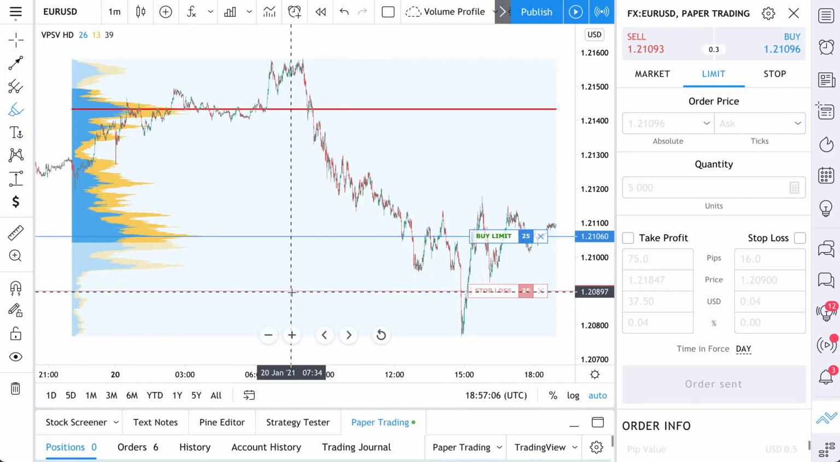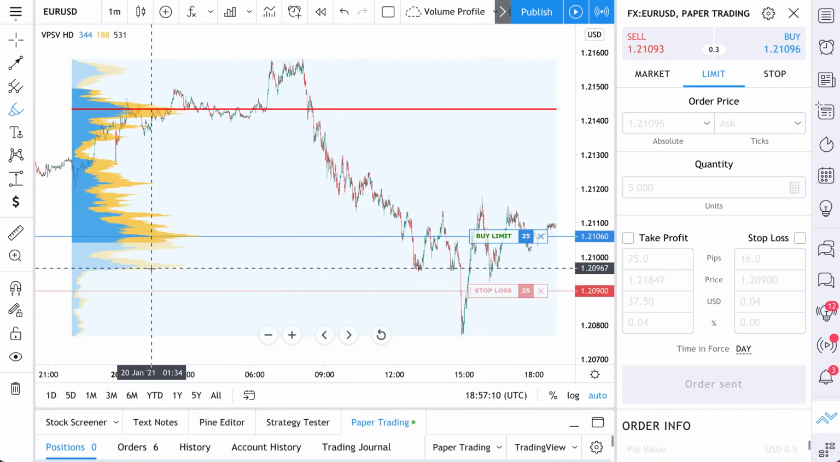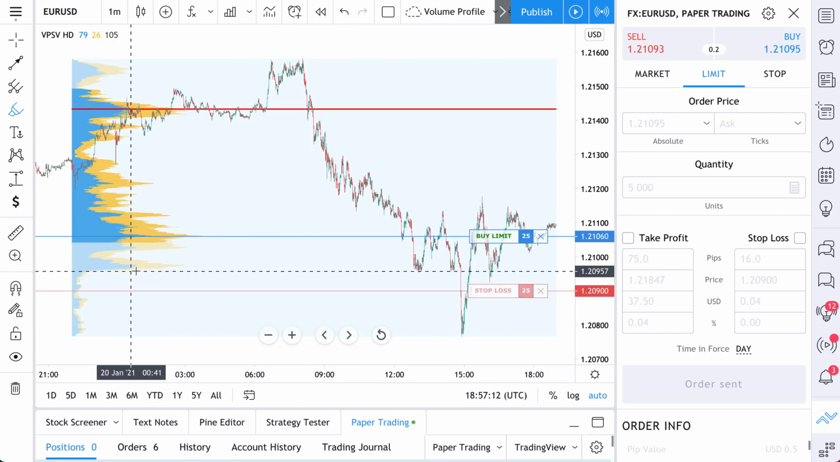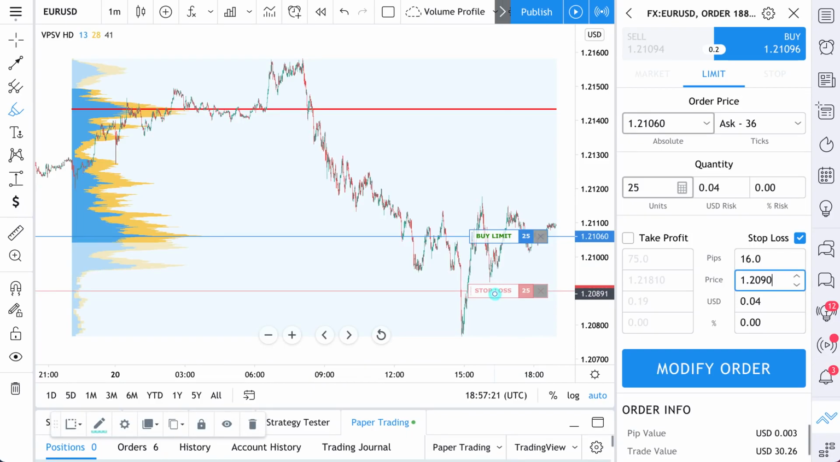Actually, we want to raise this stop loss. So this is a good example for this video. We'd rather have this stop loss closer to this high volume node. So that would actually be 1.2096. Oops. Let's do this.